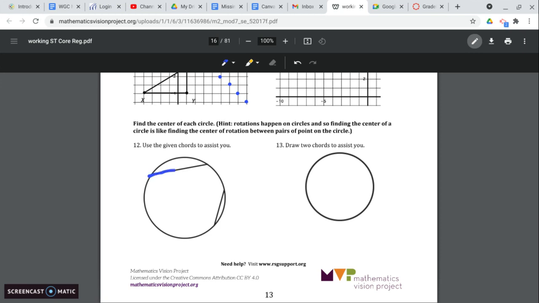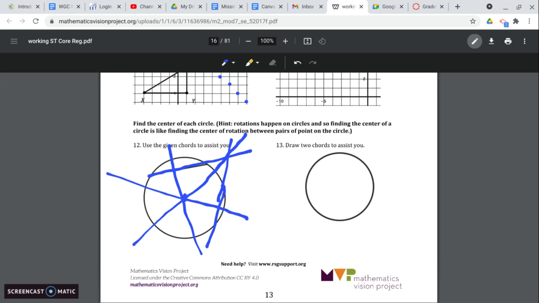So extend that out there. Extend that up there. Now we're going to draw a line that goes right through that. And right through this side. And right through this side. So right here is our center. So on 13, you'll draw your own chords and then extend those out to help you get the center of the circle.